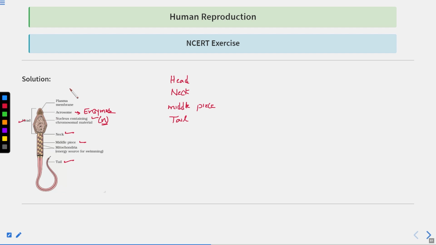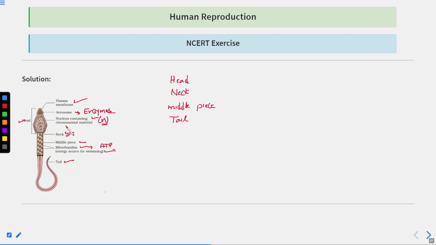Then the body of the sperm is covered by the plasma membrane. Then you can see this is the neck region. Then there is a middle piece, and the middle piece consists of the organelle known as the mitochondria, which provides energy for the swimming. You know mitochondria is known as the powerhouse of the cell, and it produces ATP.